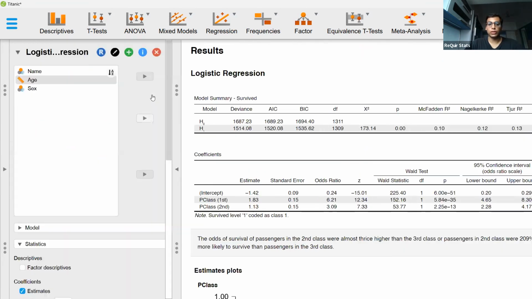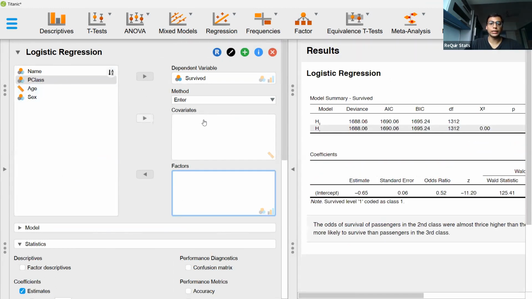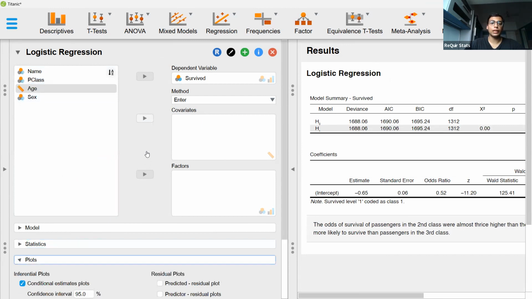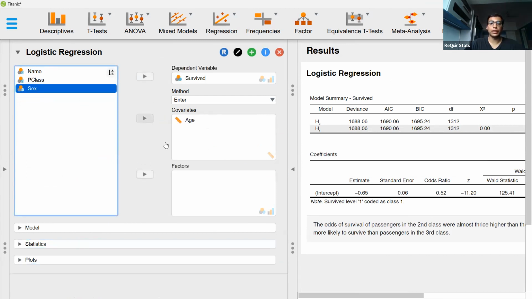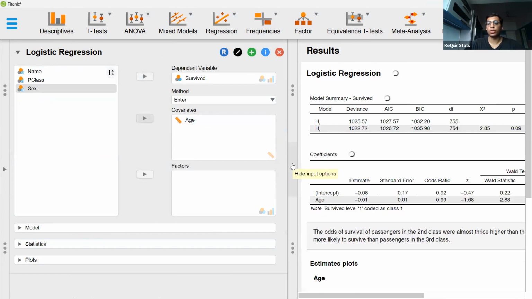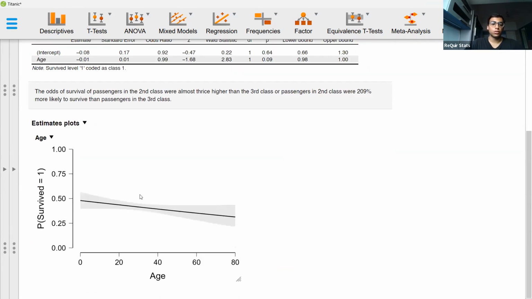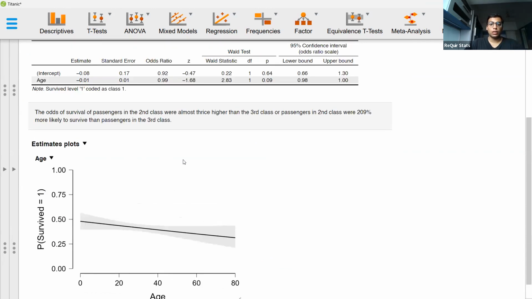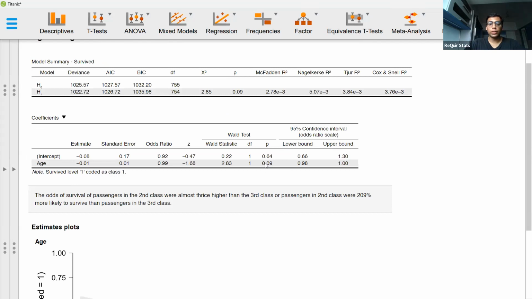Okay, let me now show you with a continuous predictor variable, the last example. So I will now put age as a covariate, a continuous predictor variable, and interpret the odds ratio. By looking at the conditional estimates plot, we see as age increases, probability of survival decreases. And is this result significant? No, it is not. The p-value is 0.09, and you see this confidence interval has touched the null value of 1, so it is not significant, and this is reflected by the p-value.